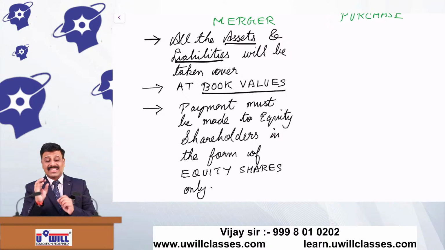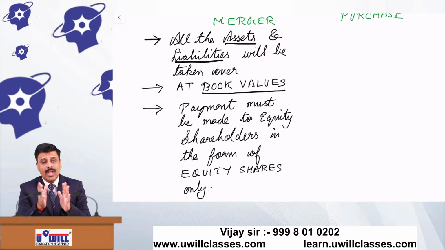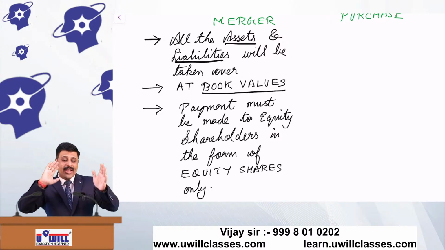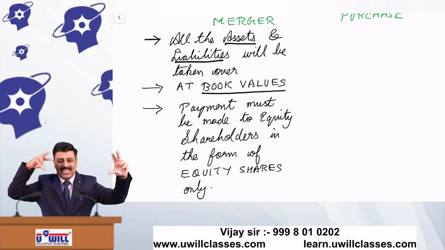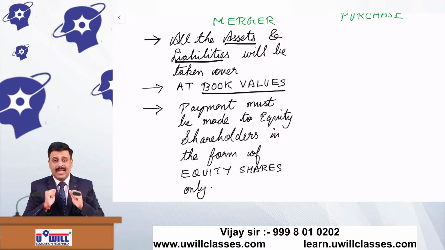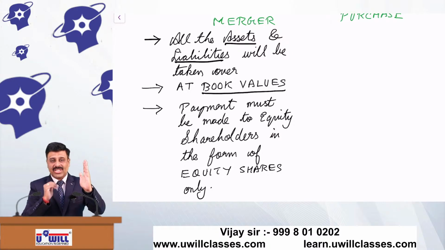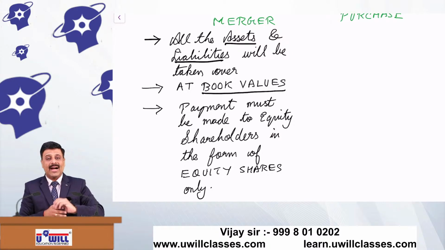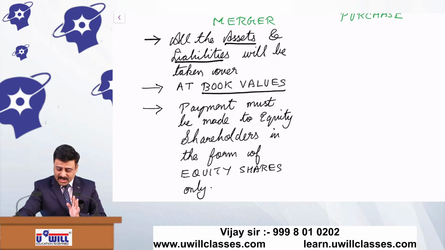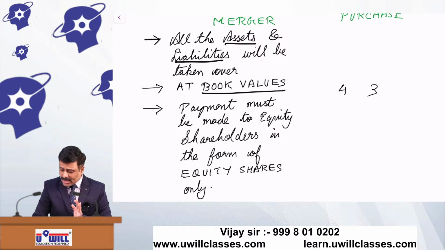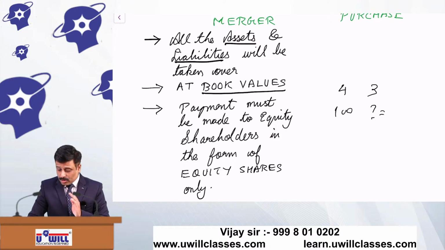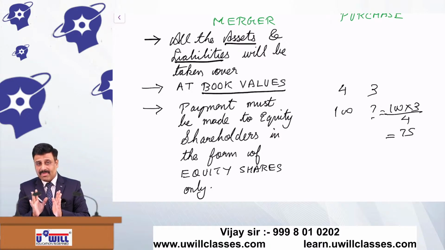Now, students, sometimes situations arise where, when you calculate that ratio we did yesterday, the purchase consideration is, for every 2 shares 3 are issued, or for every 3 shares 4 are issued. Sometimes some equity shareholders get shares in fractions. Suppose for every 4 shares 3 are issued. If you have 100 shares, how many will be issued? 100 into 3 by 4 is a perfect answer, 75.